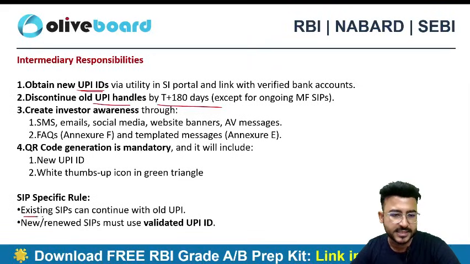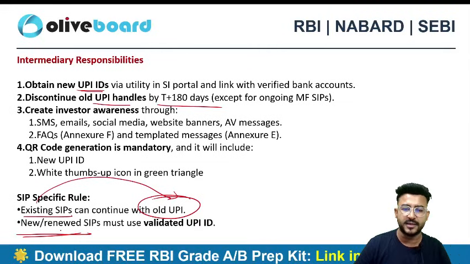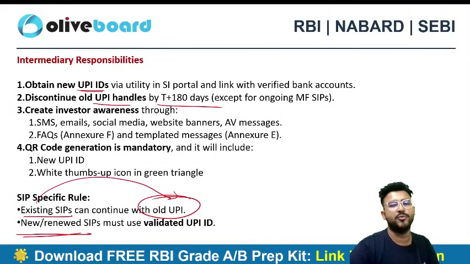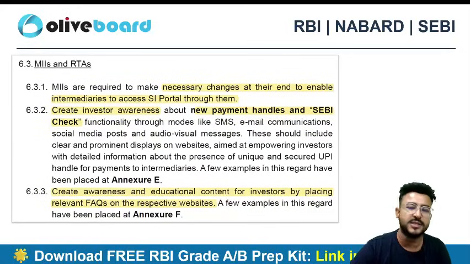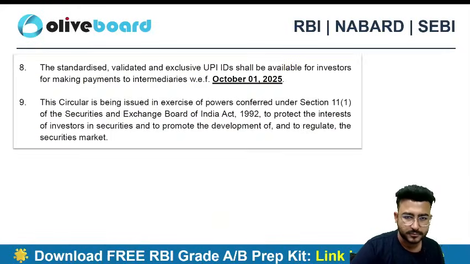So whatever your existing SIPs are there, they can continue with the old UPI, but whatever the new or renewed SIPs are there will be validated via the new UPI ID, and not just about SIP. It's about each and every transaction that you are routing with the intermediaries, right?